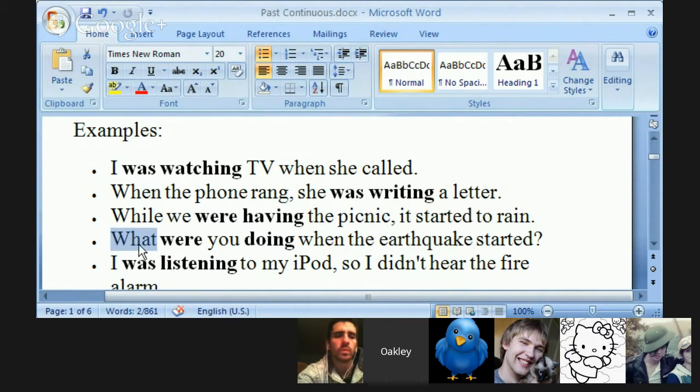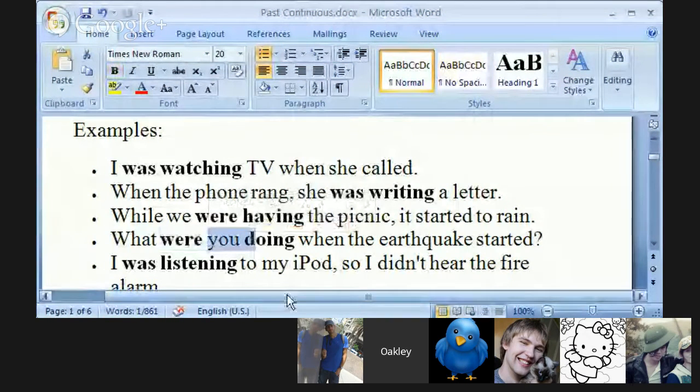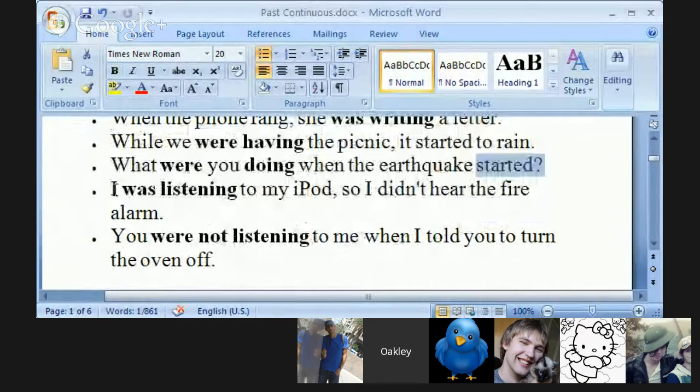Question form, we have our question word first. What were, the first auxiliary, then the subject. What were you doing when the earthquake started? Again, simple past. I was listening to my iPod, so I didn't hear the fire alarm. iPods can be dangerous.